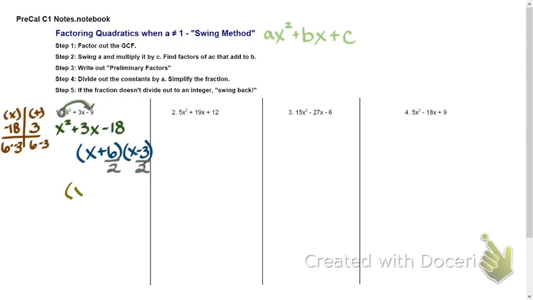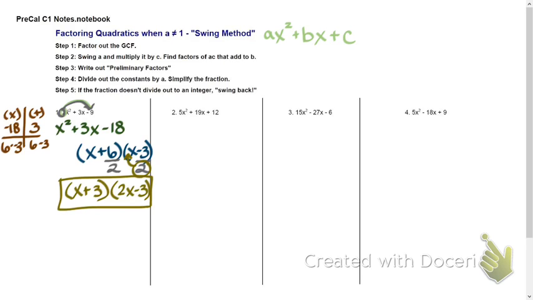Then you do that, so x plus 3. If it does not reduce, then you swing the denominator forward in front of the x. So we have 2x minus 3. So here we are, completely factored. Okay, we can do number 2.